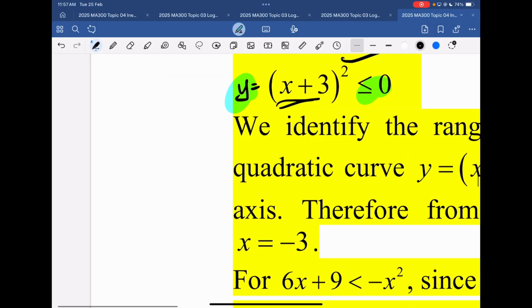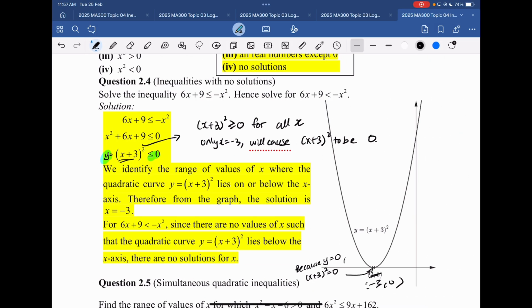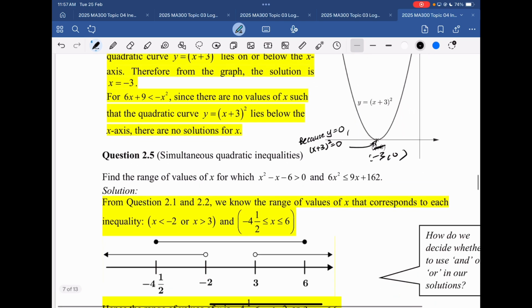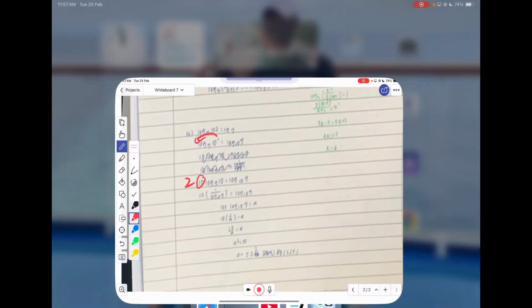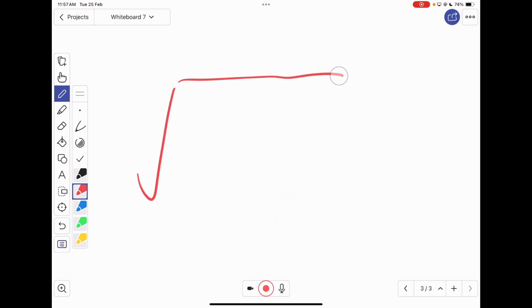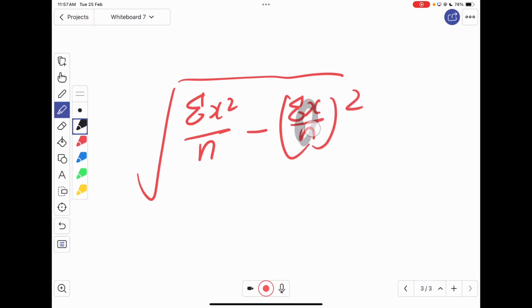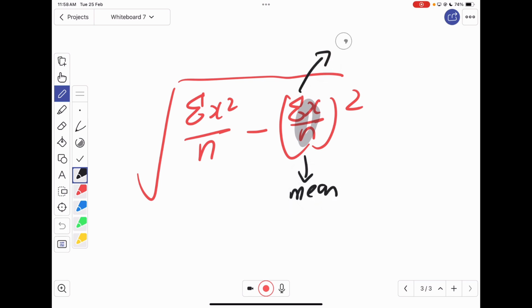You don't know what standard deviation is? This formula is the one that's provided, the one that's taught. Basically, standard deviation is the square root of the sum of x square over n minus the sum of x over n, squared. This value here is the mean. Do you remember? Sigma means sum. So this is the summation of x squared divided by n, and this is the summation of x over n.